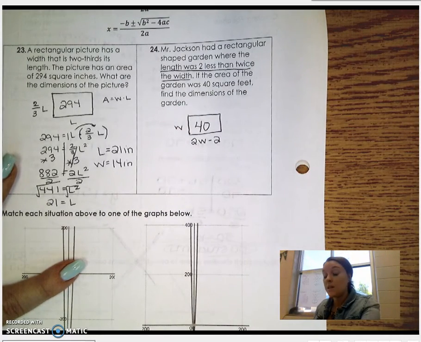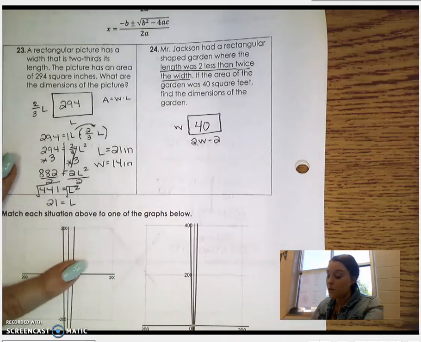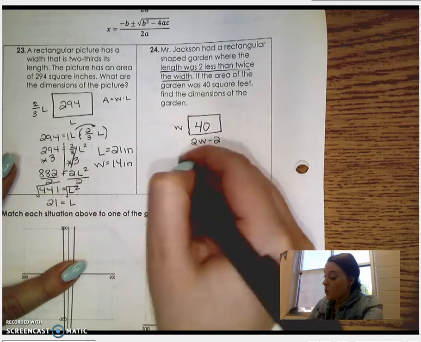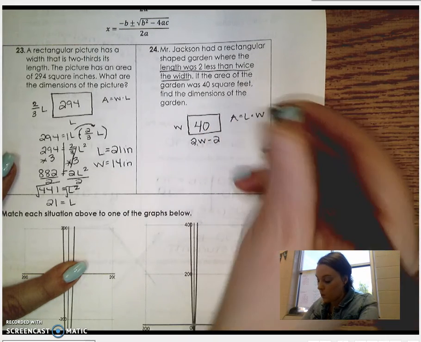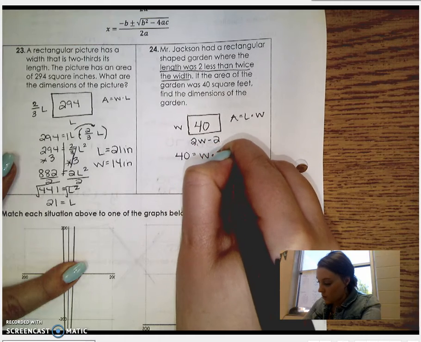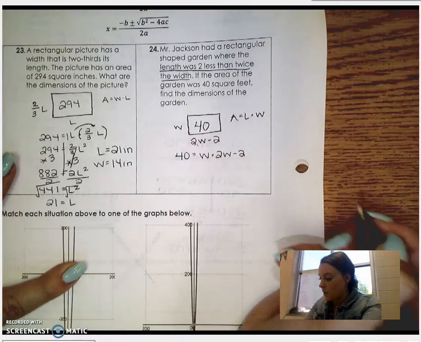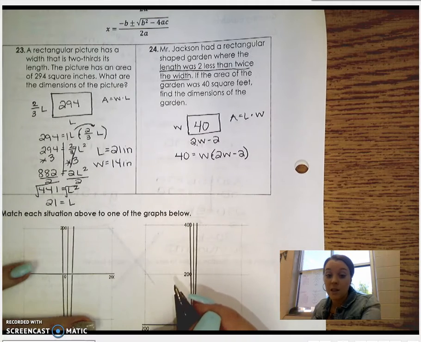They don't tell us anything about the width. They just say the length was 2 less than twice the width. So this one's very similar to here, where we're going to say that area equals length times width. So 40 equals w times 2w minus 2. And we're just going to put that in parentheses so that we can see that we can easily distribute.